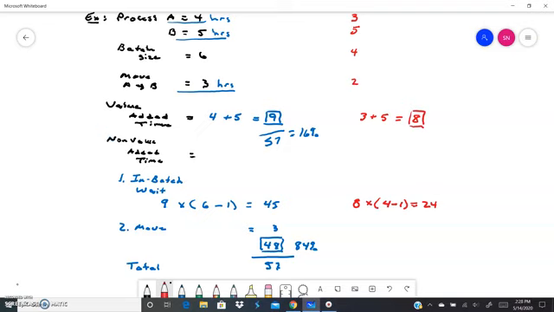And our move time is now 2. And so that gives us a total of 26 hours of non-value added time. Add that to the 8 of value added, total of 34. And now the 8 divided by the 34 total is approximately 24%.